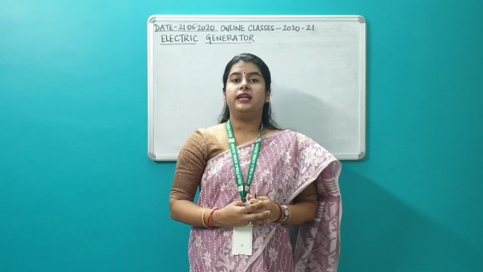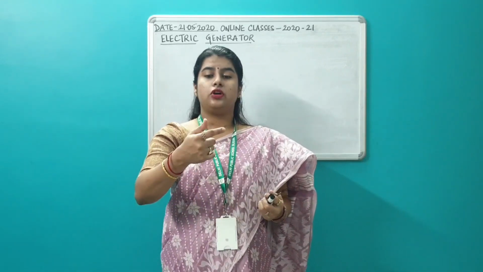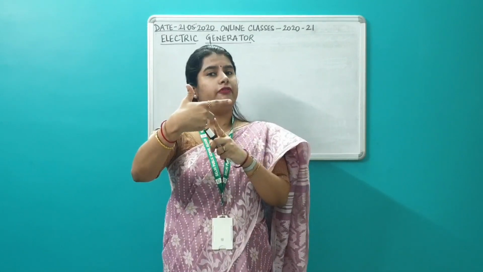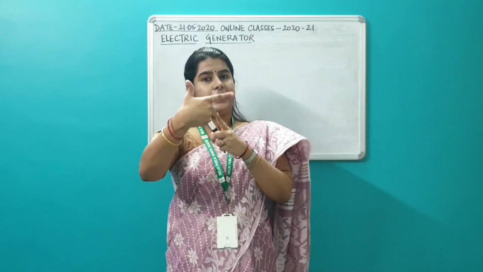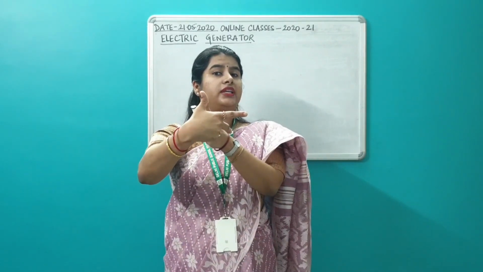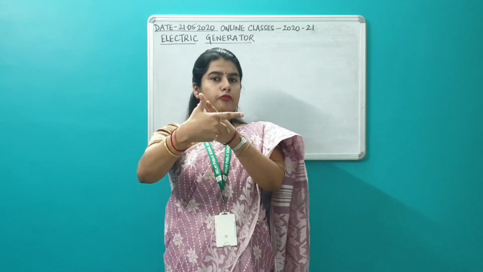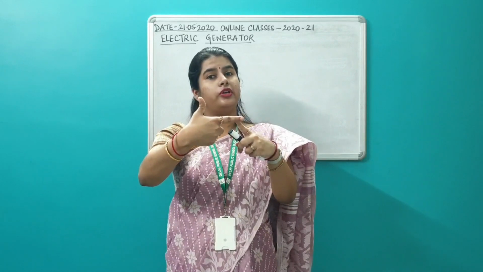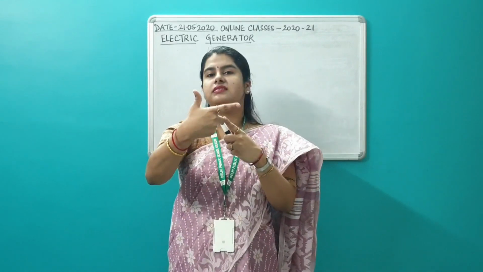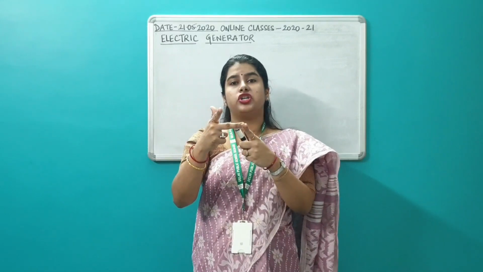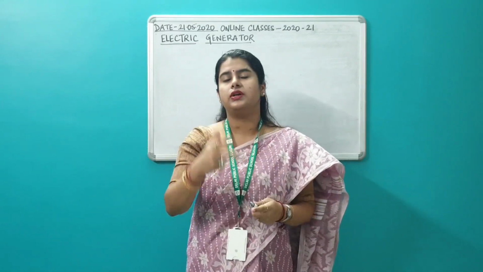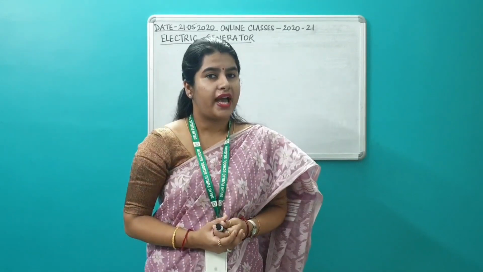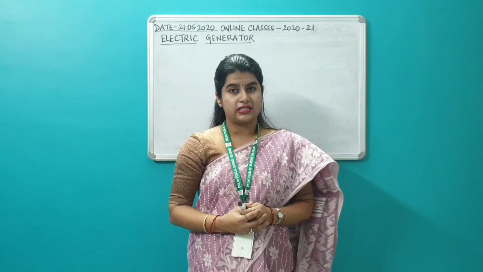Then we had studied about Fleming's right hand rule. Your thumb, your forefinger and your middle finger, if all of them are mutually perpendicular to each other, the thumb will show you the direction of movement of the conductor. The forefinger will show you the direction of the magnetic field, and the middle finger will show you the direction of induced current. So this was your Fleming's right hand rule. These were the topics we had covered yesterday.